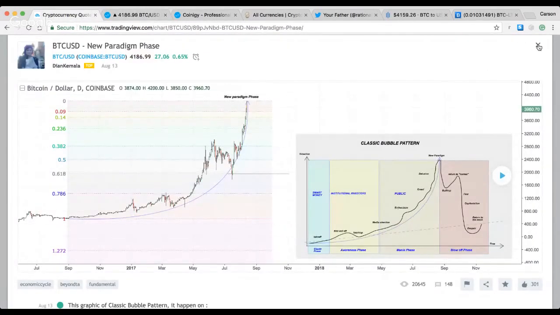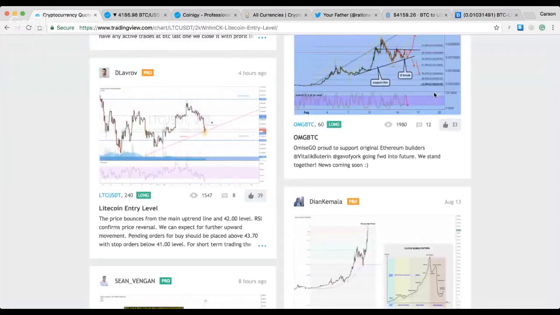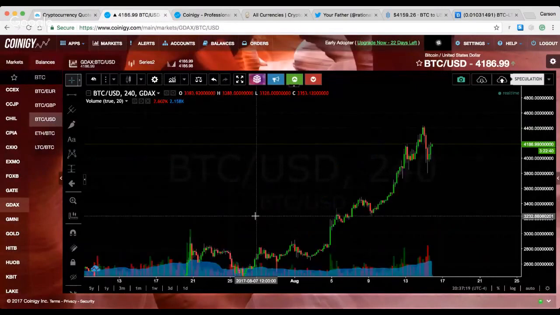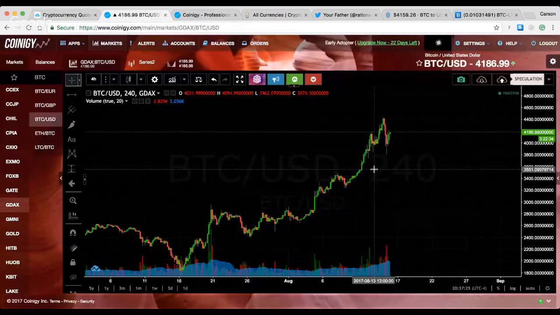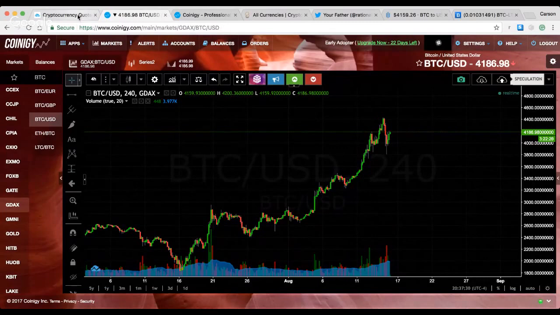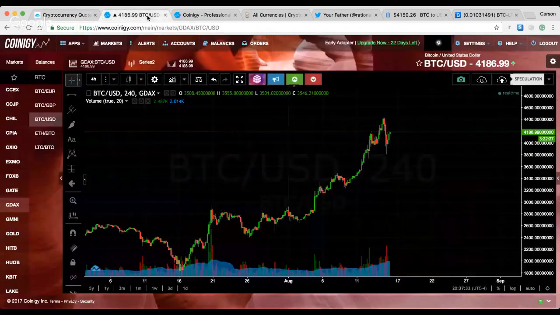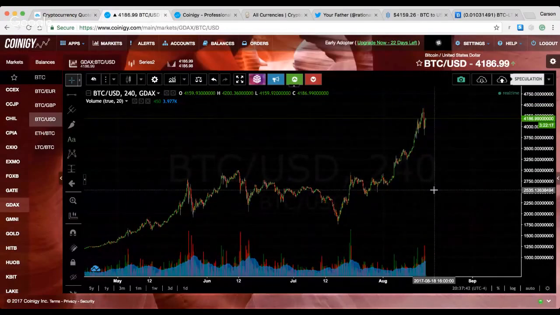This was an interesting post. I have to give it to her. That was an interesting post. I'm going to pull up this post real quick. Okay, so there could be a head and shoulders formation on the 4-hour chart, but we have to wait and see.